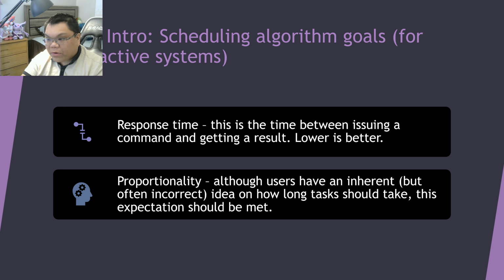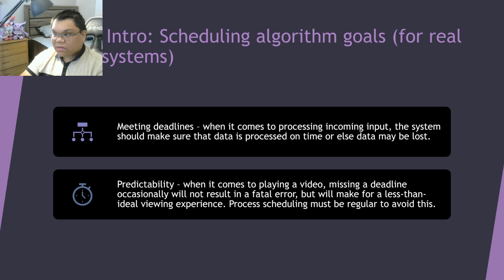Lower is better. Proportionality. Although users have an inherent but often incorrect idea of how long tasks should take, this expectation should be met. And for real-time systems, meeting deadlines. When it comes to processing incoming input, the system should make sure that data is processed on time, or else data may be lost.